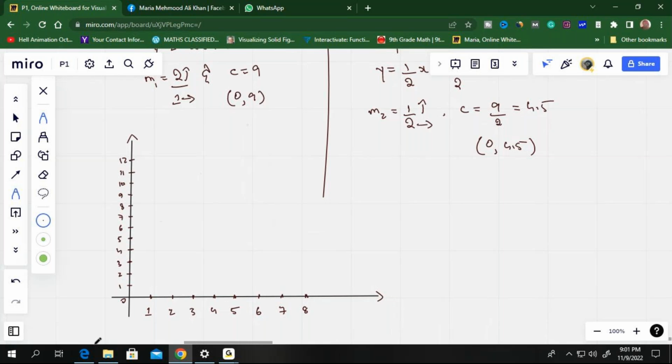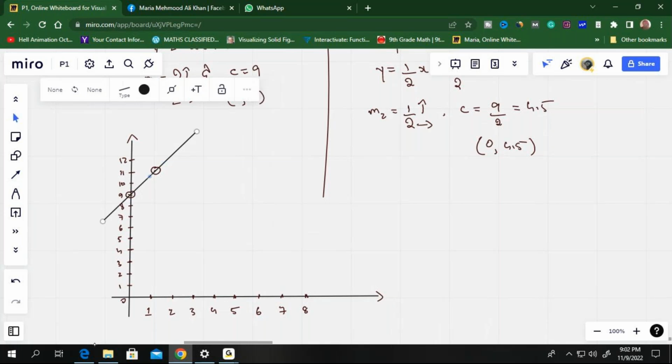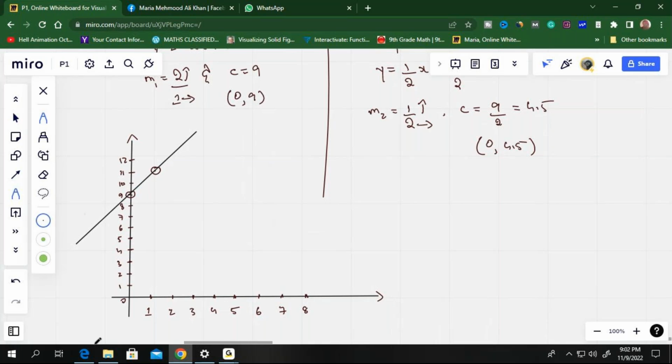Now you see this is my point 0, 9 that I need to shift 2 units up and 1 unit right, so it is going to locate here. I'm going to join these 2 points and I will get my line, which I can extend beyond on both sides. That's the line. This is my L1.